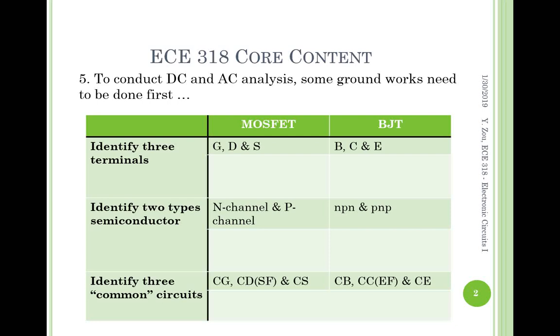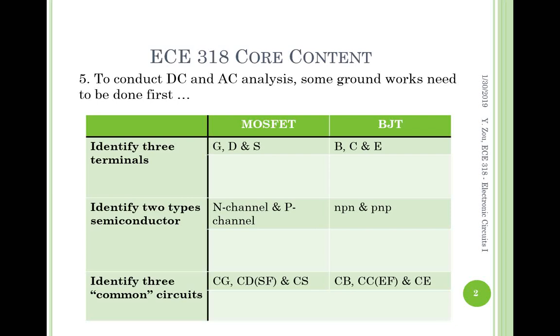Before we really conduct any analysis, we need to do some, I call it groundwork, okay? And it actually includes three correct identifications. The first identification we need to successfully do is the three terminals of the transistor. We have MOSFET and BJT listed here. For MOSFET, we have, of course, gate, drain, and source. For BJT, we have base, collector, and emitter. Since this lecture is mainly about MOSFET circuits, we just go through the MOSFET in detail.